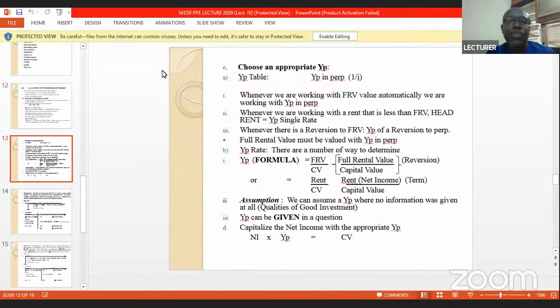The next thing is to choose the appropriate YP. In choosing the appropriate YP, like I said before, we have to choose a YP table. And for the landlord, once it is full rental value that you are valuing, the YP to be used is YP in PEP.